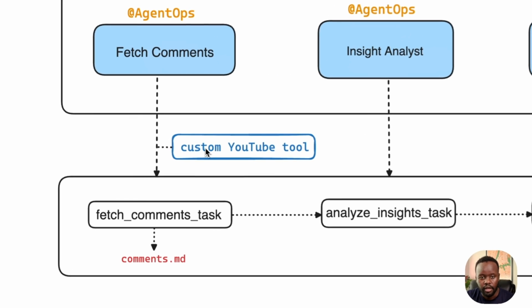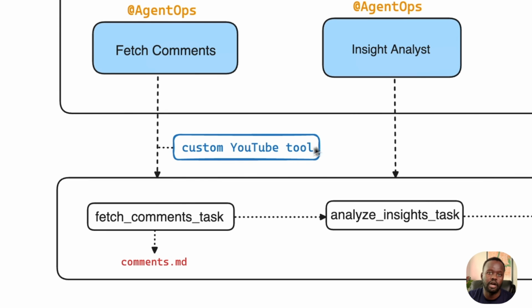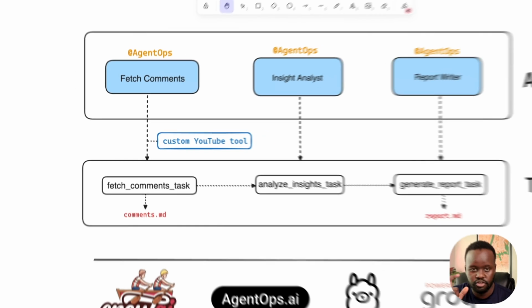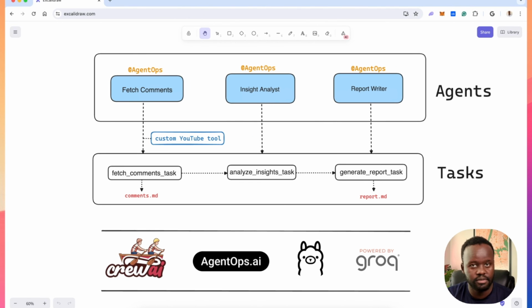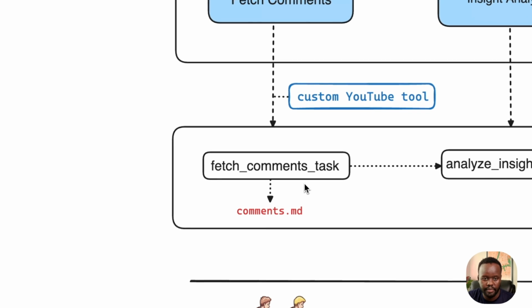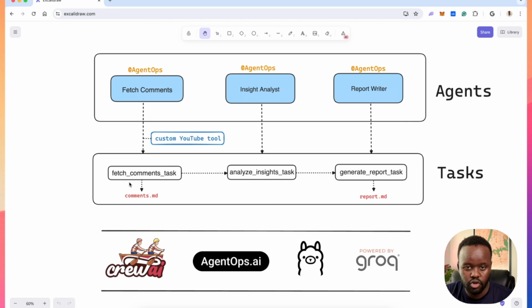This custom YouTube tool goes and fetches comments for any given video. You give the agent a URL. It extracts the ID portion of that YouTube URL and uses that combination with the YouTube Data API to fetch comments for that specific video ID. Once it fetches those comments, it saves them in a comments.md file. Then after it fetches those comments, it passes them over to the insights analyst.